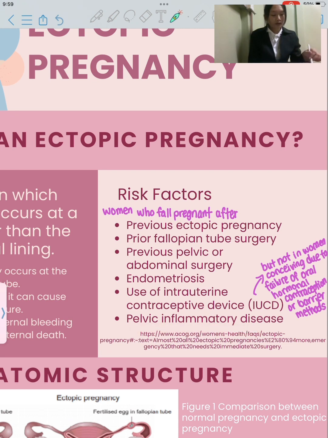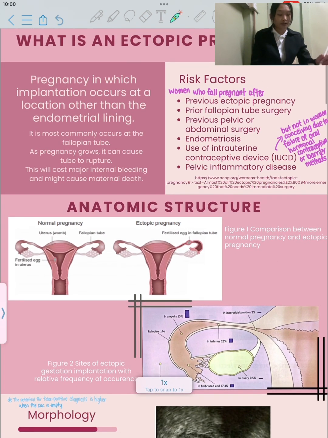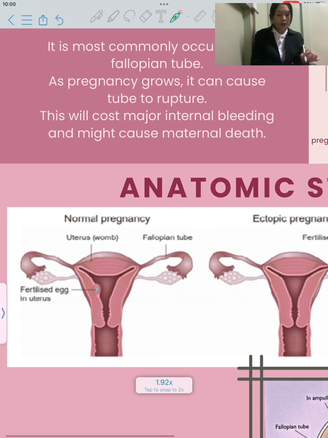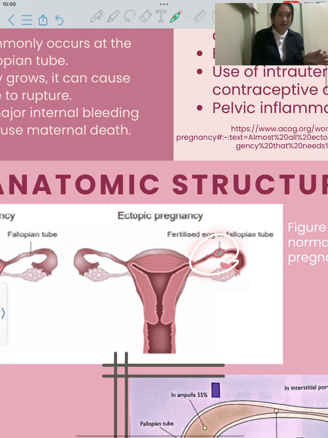But all these factors listed here are not the only factors that contribute to a high risk of women getting ectopic pregnancy. There are also more to it. So next, we move on to the anatomic structure of ectopic pregnancy. In normal pregnancy, the fertilized egg should get implanted in the endometrial wall of the uterus, but for ectopic pregnancy, it gets implanted in the fallopian tube or other places apart from the uterus.